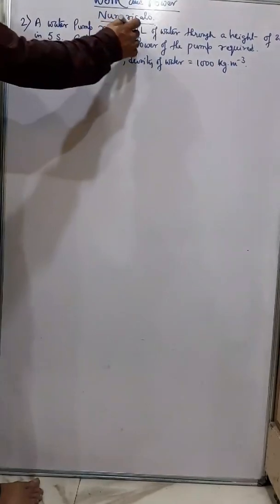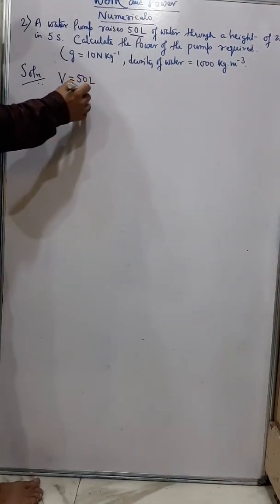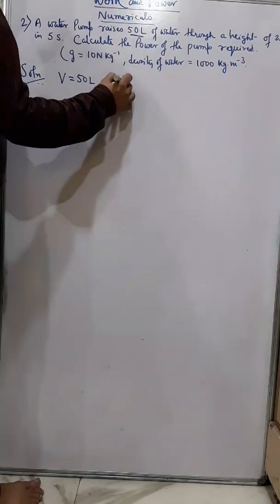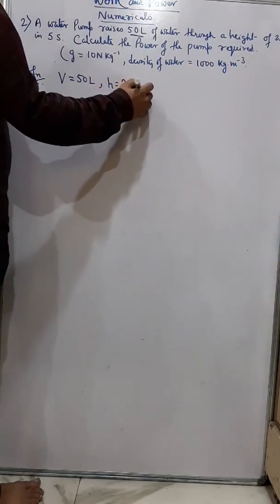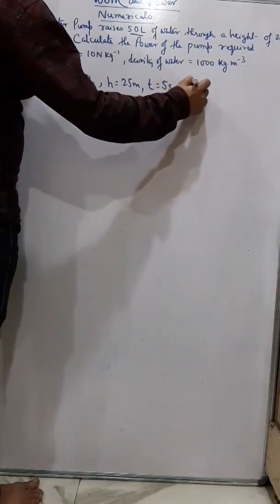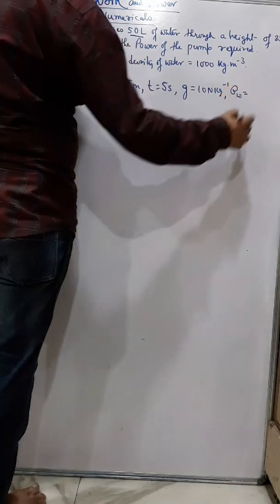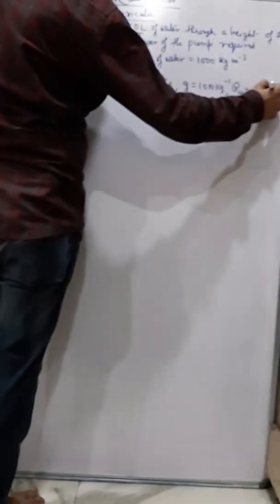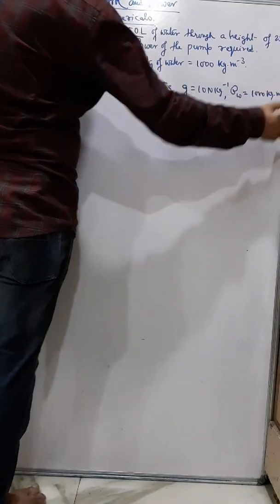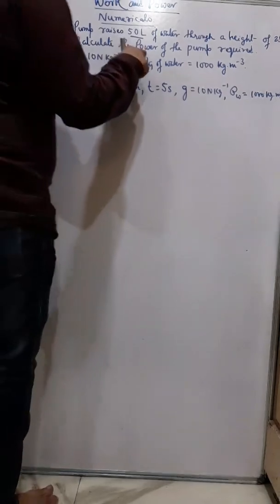Now this 50 liter actually means volume. So volume we know 50 liter, height is 25 meter, time is 5 seconds, and g is 10 Newton per kg, or simply that's 10 meter per second square, that we know. And density of water is 1000 kg per meter cube. Okay, so these are the things we know. Now you have to understand what you have to find. You have to find power.